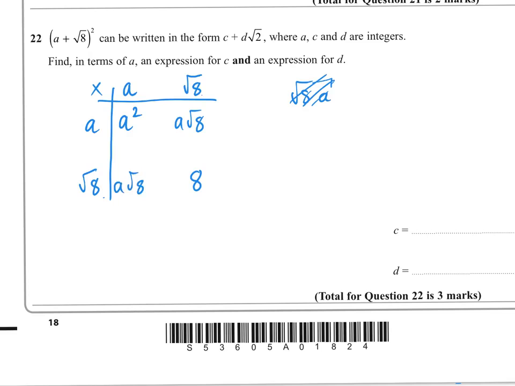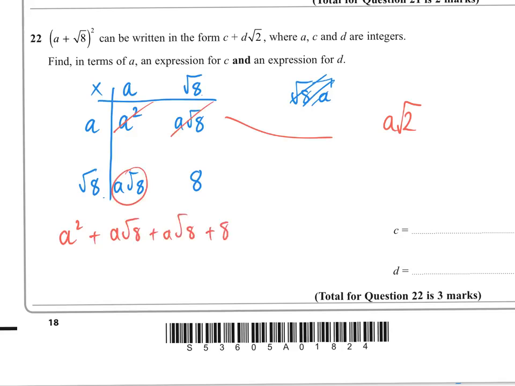One thing to say to some people is, if you wrote a2, for example, that would be wrong. But for some reason in maths, if you put a root sign around something, you can write the letter first. Okay, just in case some of you are wondering. So in this case, we'd have a squared plus a root 8 plus another a root 8 plus 8. That gives us a squared plus 2a root 8 plus 8.